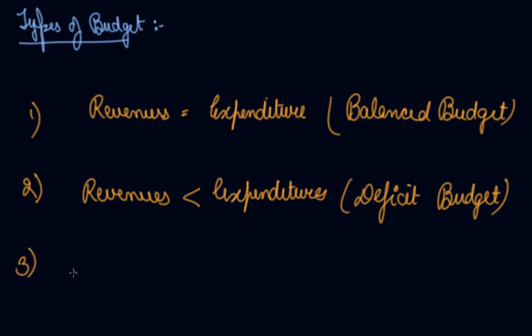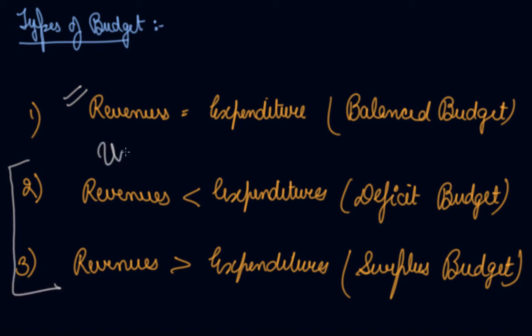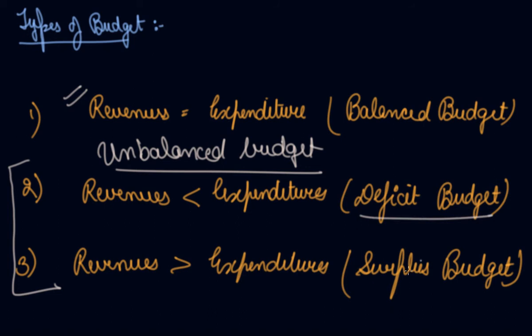And third is when your revenues are more than your expenditure, you call it a surplus budget. So we'll be discussing all in the coming videos, your balanced budget, and you categorize these two in your unbalanced budget, right? Your deficit budget and the surplus budget.